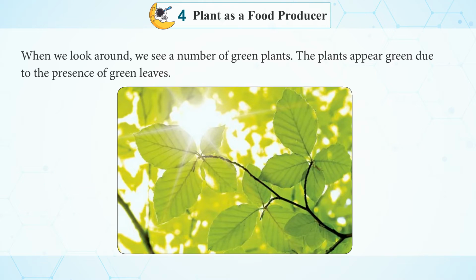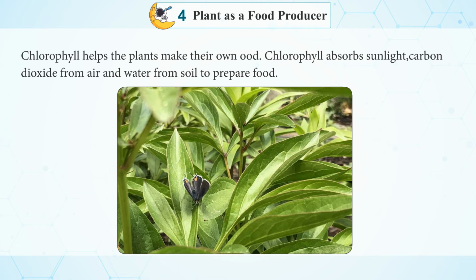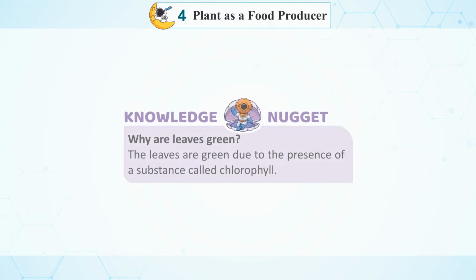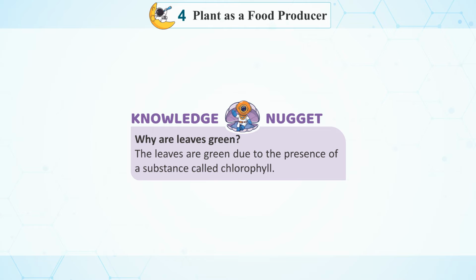When we look around, we see a number of green plants. The plants appear green due to the presence of green leaves. Chlorophyll helps the plants make their own food. Chlorophyll absorbs sunlight, carbon dioxide from air and water from soil to prepare food. Knowledge nuggets. Why are leaves green? The leaves are green due to the presence of a substance called chlorophyll.